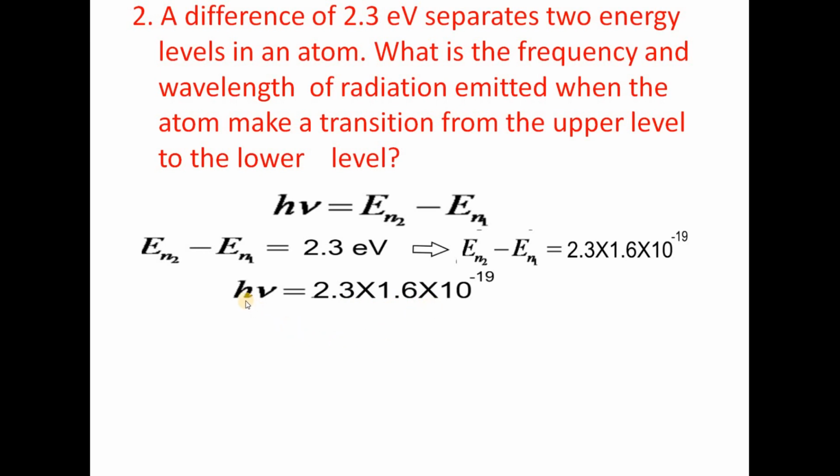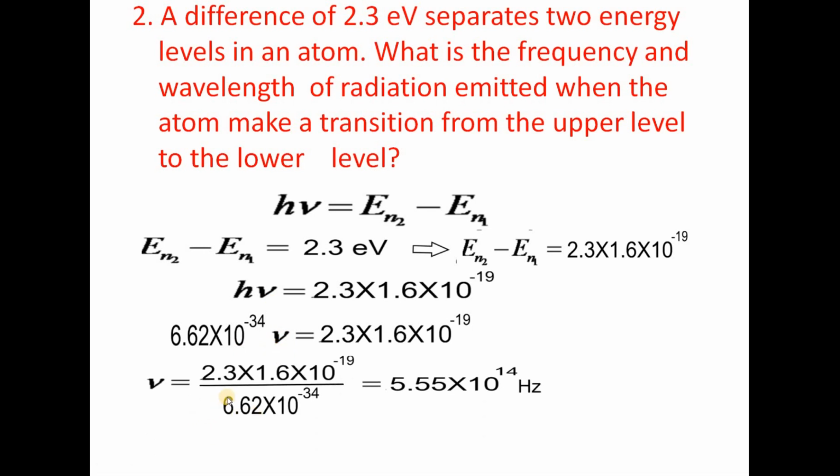So if you substitute for h and simplify, you will get the frequency of the emitted photon. So nu is equal to 2.3 into 1.6 into 10 power minus 19. Now h value will go to the denominator, 6.62 into 10 power minus 34. After simplification, we will get 5.55 into 10 power 14 hertz. So this is nothing but the frequency of the emitted photon.